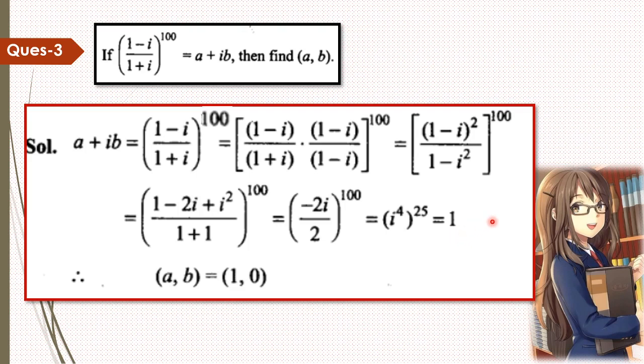So 1, how can we write it in standard form? Standard form means 1 plus 0 iota. So what is A? 1, and what is B? 0.